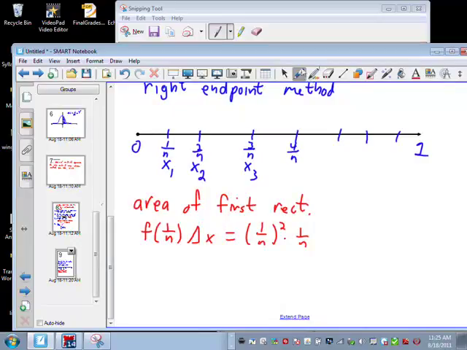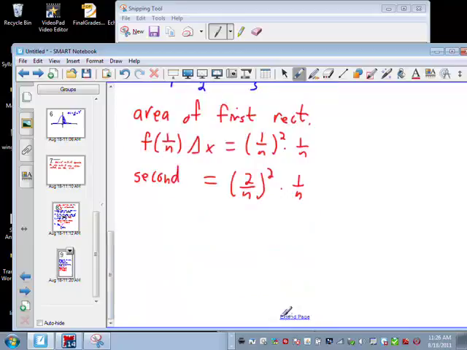What about the second one? What would it be? It's 2 over n. That's right. 2 over n squared times 1 over n. All right? And then we can roll all the way down. So what's the kth one? I've been using i's. What's the ith one? It's i over n, right? So i over n squared times 1 over n.